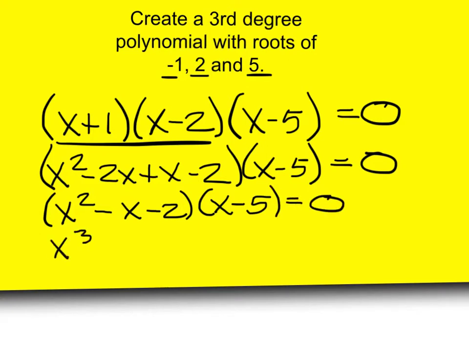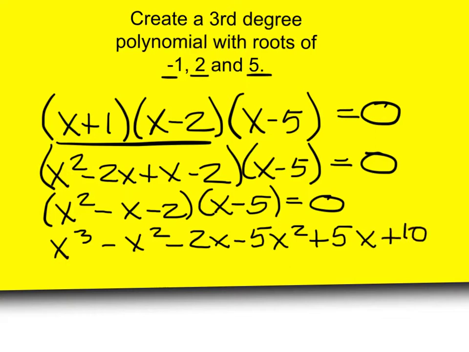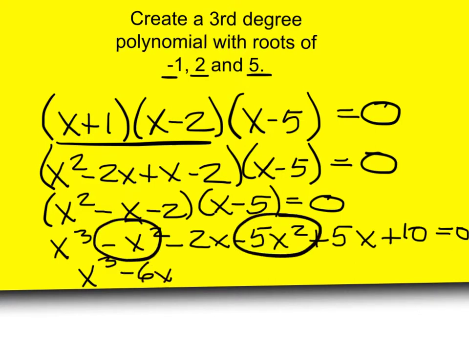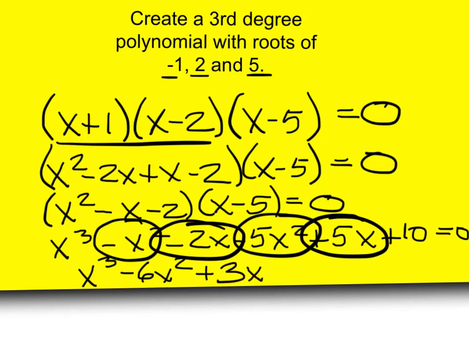To get x to the third minus x squared minus 2x minus 5x squared plus 5x plus 10. And simplify to get x to the third minus 6x squared. And when we go to this, it'll be negative 2x plus 5x is 3x. And then you're just going to have a plus 10 left over. So if you have what's at the bottom, you can come on up and claim it.